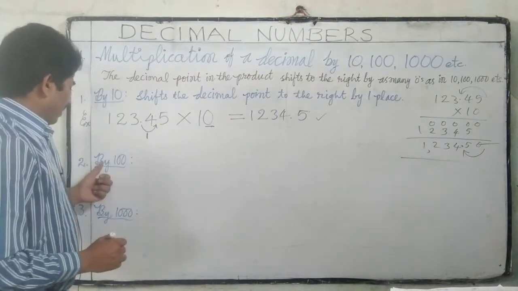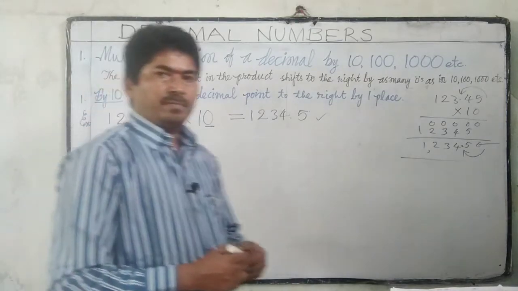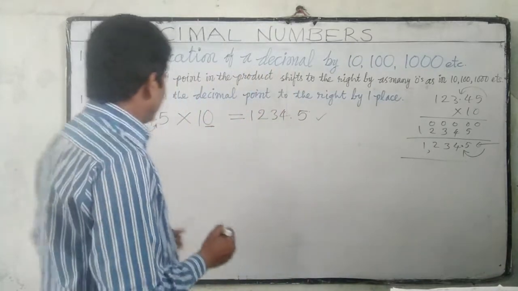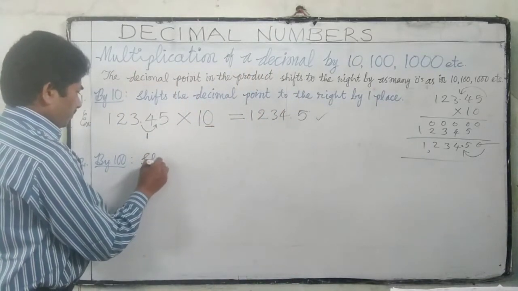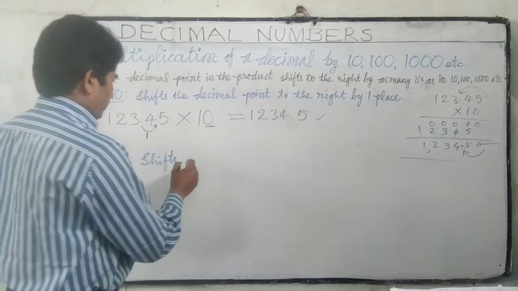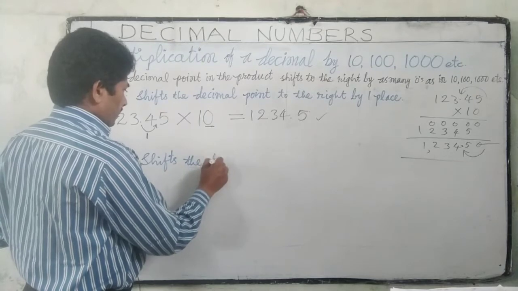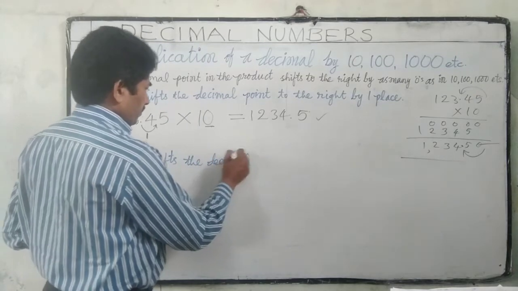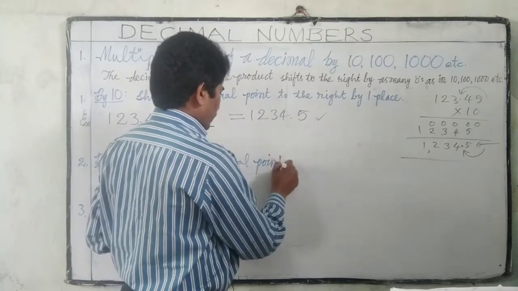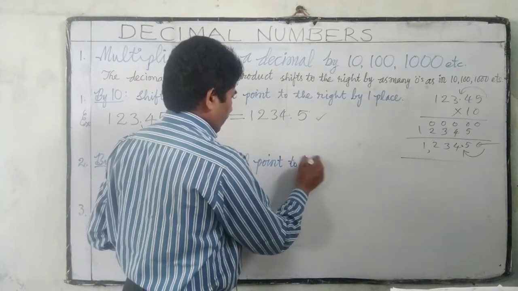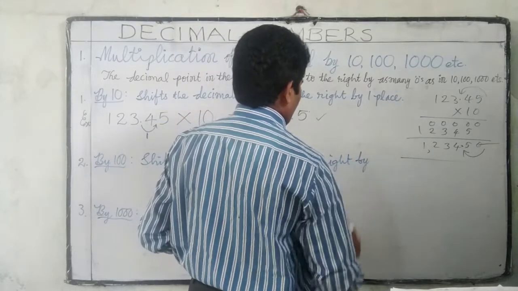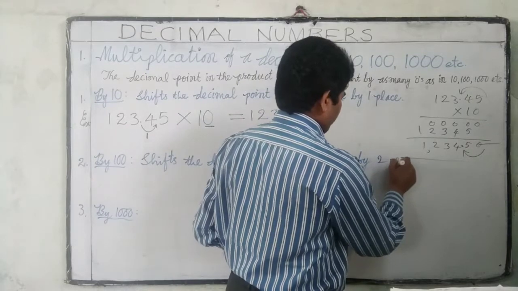Next, by 100. Multiplication of a decimal number by 100 shifts the decimal point to the right by 2 places.